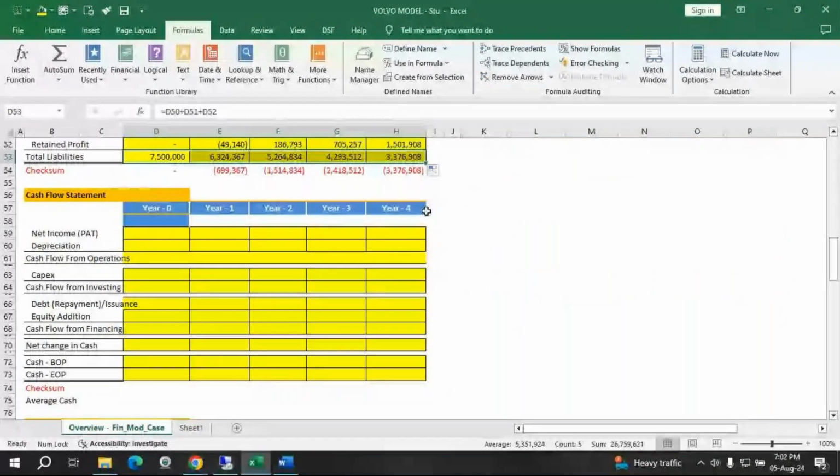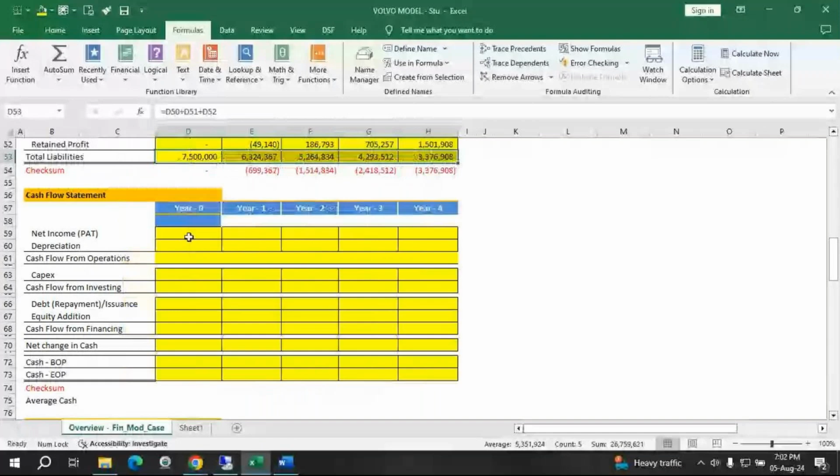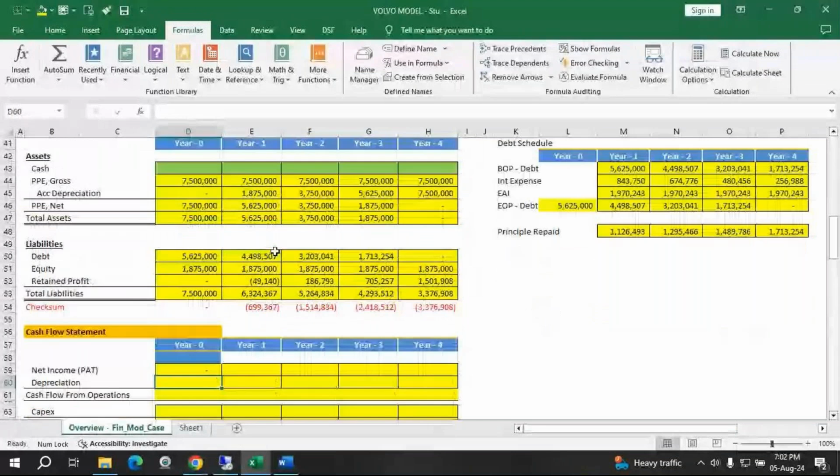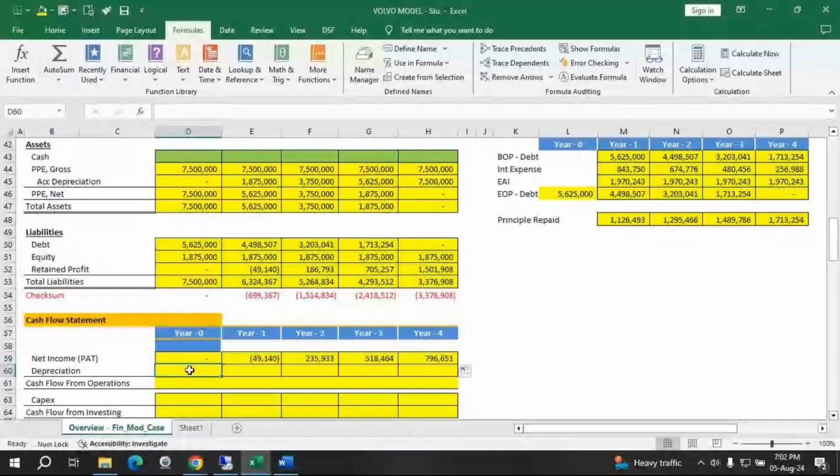Next, coming for the cash flow statement. So profit after tax will be equals profit after tax. This one I'm going to take. Depreciation will be equals accumulated depreciation. This one also I'm going to take like this only. So here we have calculated the accumulated depreciation.